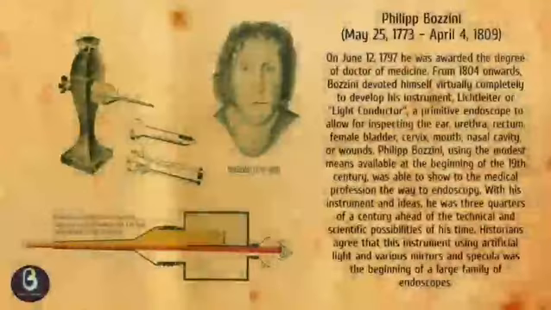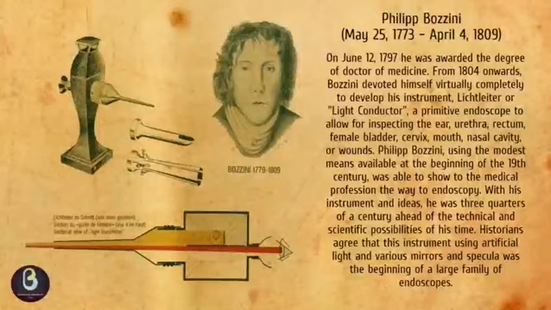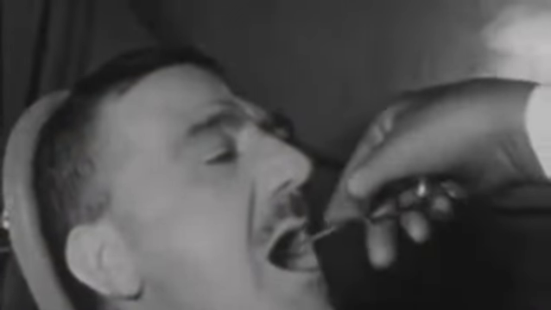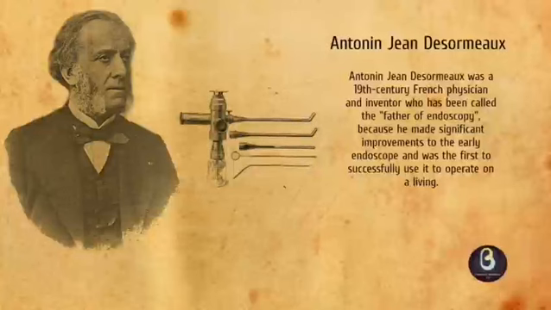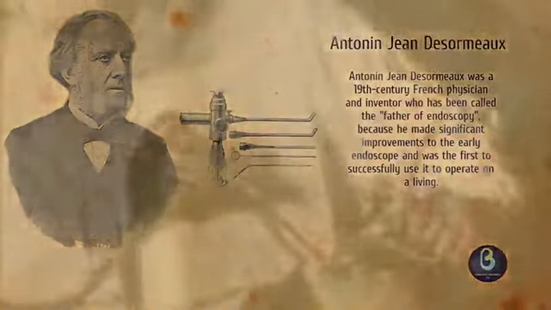It was Philip Bozzini who, in 1805, made the first attempt to observe the living human body directly through a tube he created, known as a Lichtleiter, a light-guiding instrument, to examine the urinary tract, rectum, and pharynx. In 1853, Antoine-Jean Desormeaux of France developed an instrument specially designed to examine the urinary tract and the bladder. He named it endoscope, and it was the first time this term was used in history.